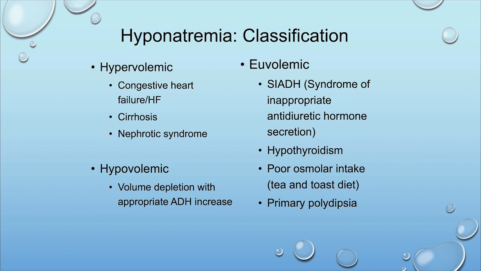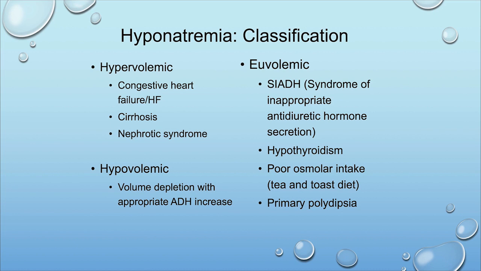And one of the largest categories is when the patient is euvolemic. And of that, SIADH is the most important that we see. This is the syndrome of inappropriate antidiuretic hormone secretion. And it's inappropriate because the patients are not volume depleted, and they are hypotonic, so they have no reason for ADH release, and therefore it's inappropriate.